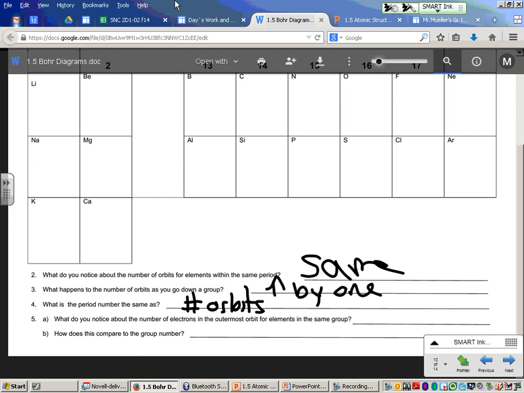What do you notice about the number of electrons in the outermost orbit for elements in the same group? So now we're looking down. Yep, they're the same. That's very important. It means that we can look at the group number and we can actually tell how many electrons are in the outermost orbit. How does this number compare to the group number? Oh, I just gave it away. It's the same. The number of electrons in the outer shell is the same as the group number, except over here, it's the same as the last digit in the group number.